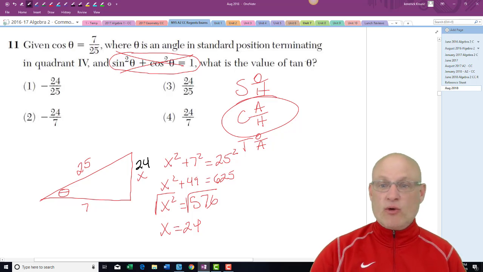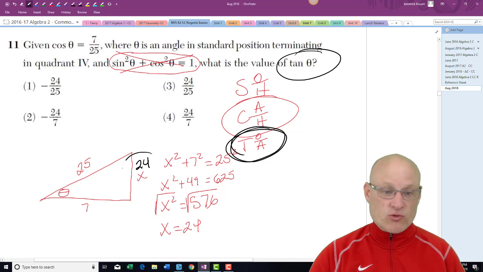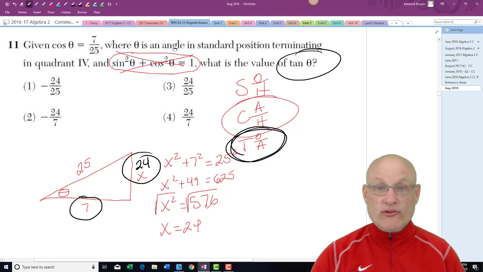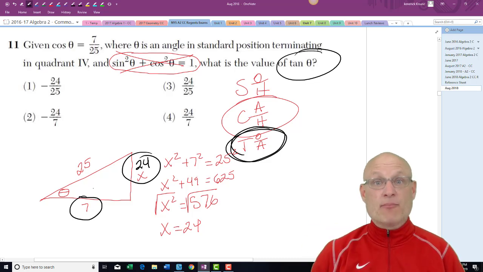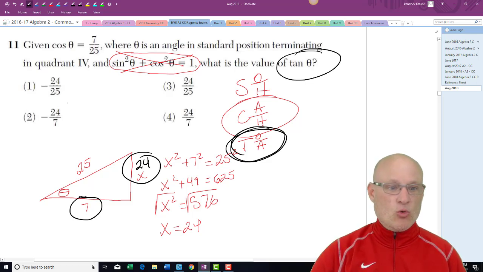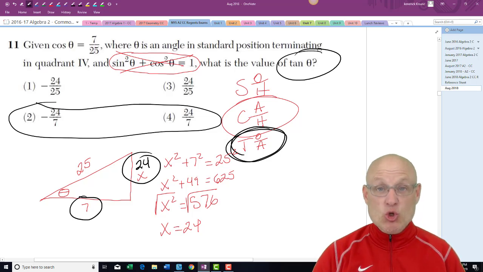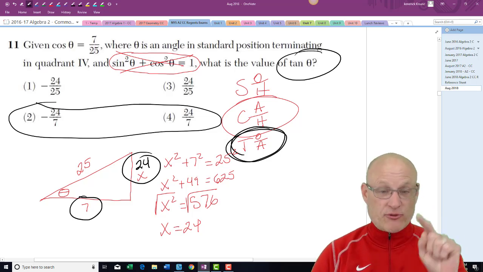Now you want to know what tangent is? Tangent is opposite over adjacent, 24 over 7. Now I'm going to guess, looking at you, that there's two of those answers. One's positive, one's negative. Oh, yeah, there they are. 24 over 7.